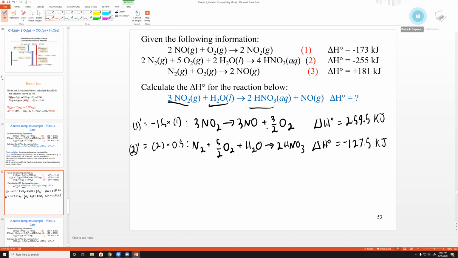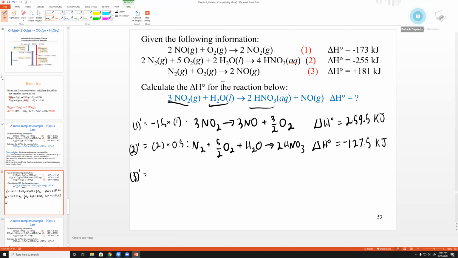So our modified equation here has 3 NO. Our original equation 3 has 2 NO in the product. To make this 1 NO in the product, if we flip this equation, we will have 2 NO in the reactant, 3 in the product. They will cancel out to have 1 in the product. So I'm going to write it down and then take questions.